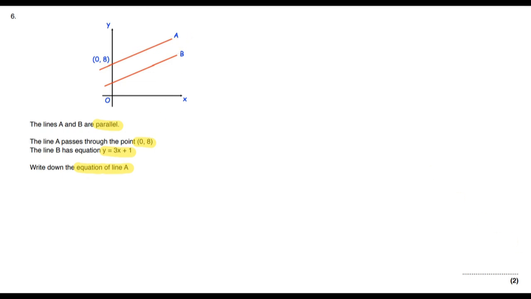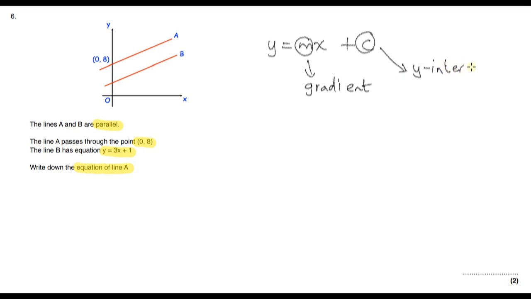So if we just think about how we write down equations of lines. The most common way we would do it is in the form of y equals mx plus c, where m is the gradient and c is the y-intercept. Hopefully this is familiar to you.